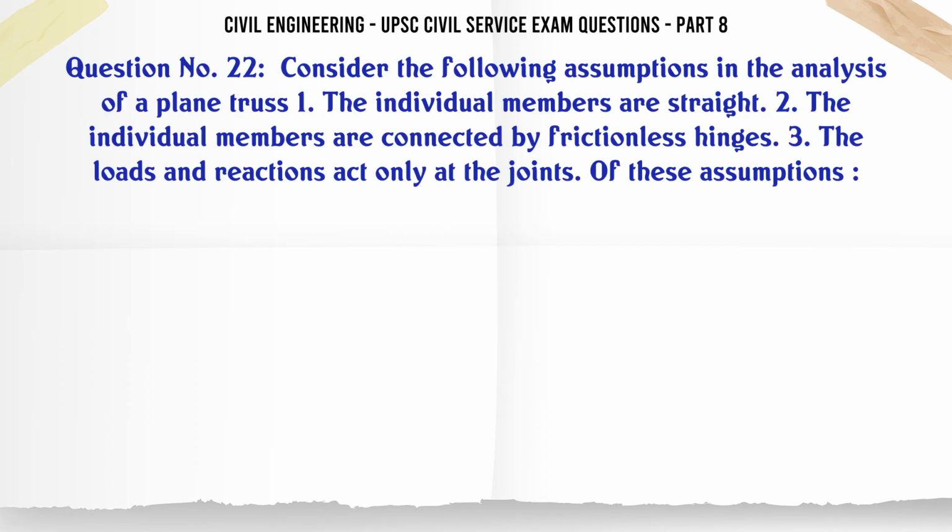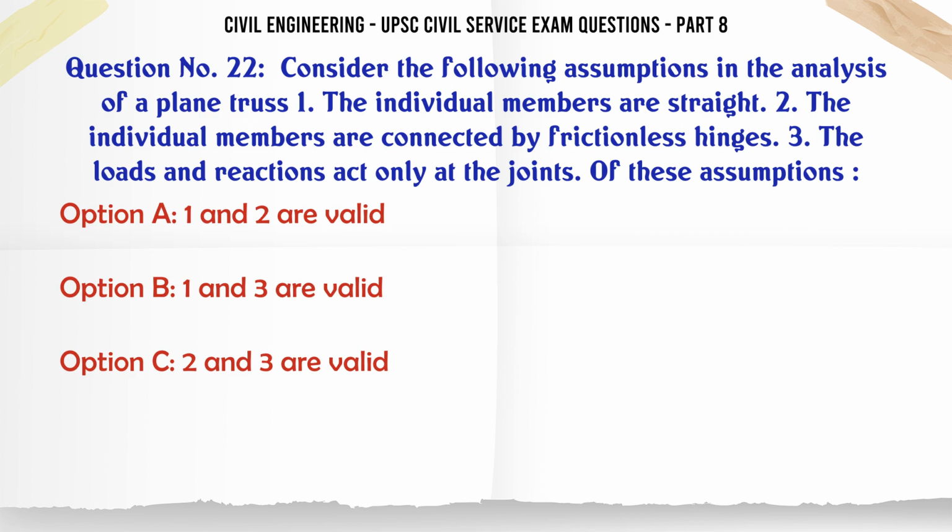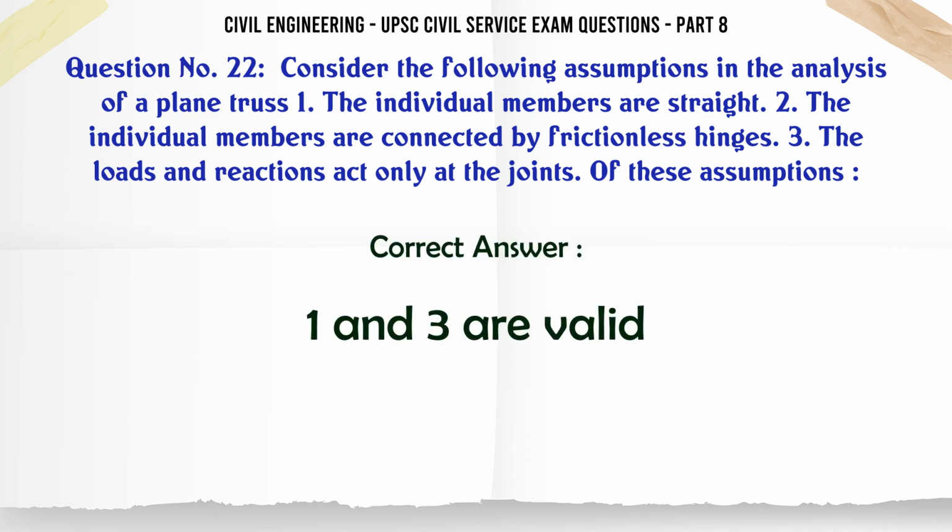Consider the following assumptions in the analysis of a plane truss. 1. The individual members are straight. 2. The individual members are connected by frictionless hinges. 3. The loads and reactions act only at the joints. Of these assumptions, A: 1 and 2 are valid, B: 1 and 3 are valid, C: 2 and 3 are valid, D: 1, 2 and 3 are valid. The correct answer is 1 and 3 are valid.